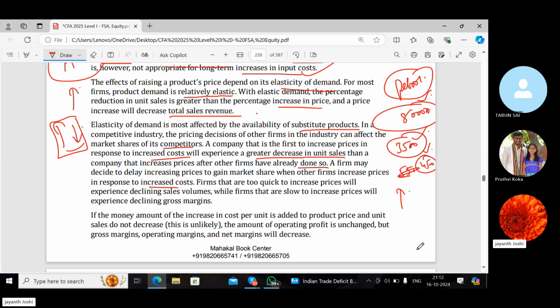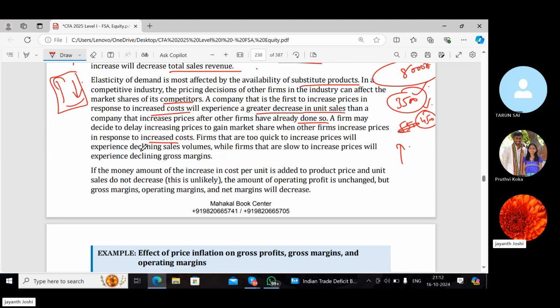So firms that are too quick to increase prices will experience declining sales volume, while firms that are slow to increase prices will experience declining gross margins. So the firm which very quickly increases the prices will experience what? Immediate decline in the sales volumes. But the firms which are slow to increase prices, in the beginning they are not increasing the prices, but later on they will increase. If they are selling at lower prices, their gross margins will decrease, the gross profit will decrease.